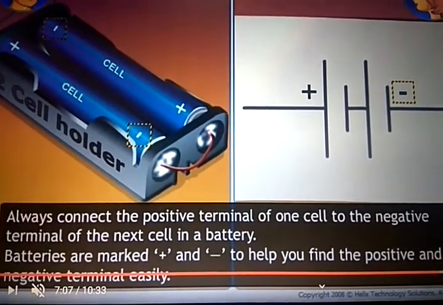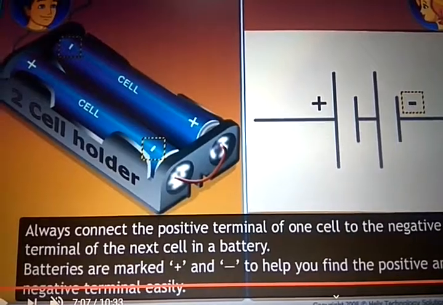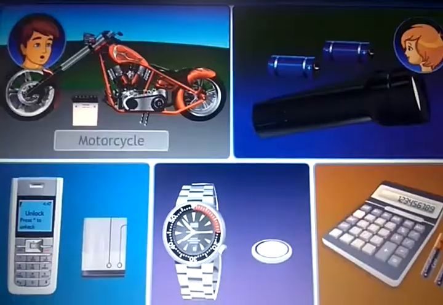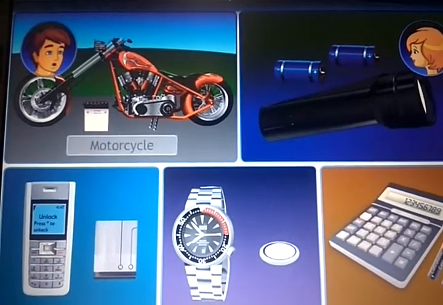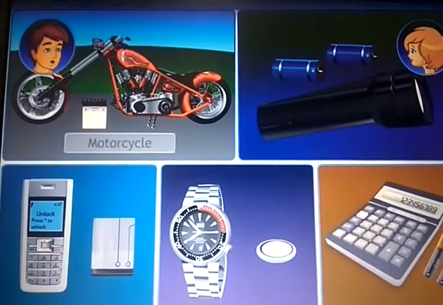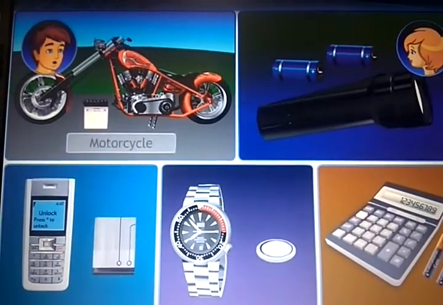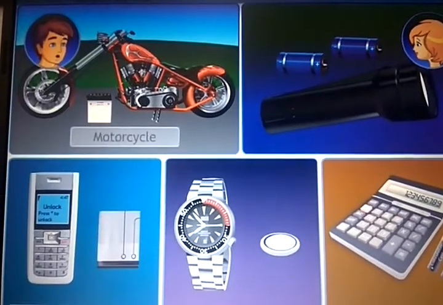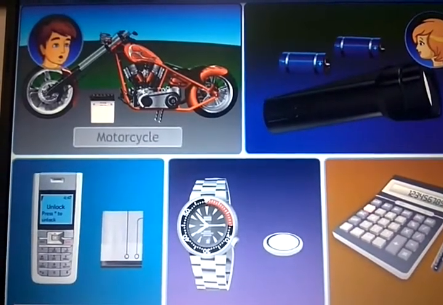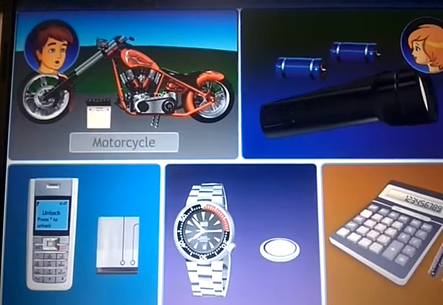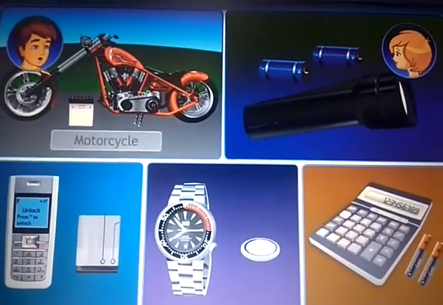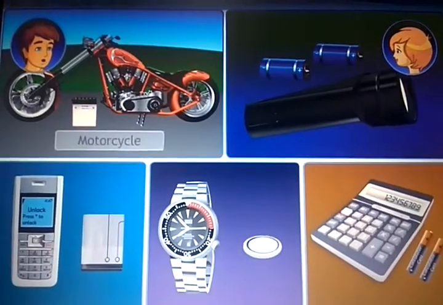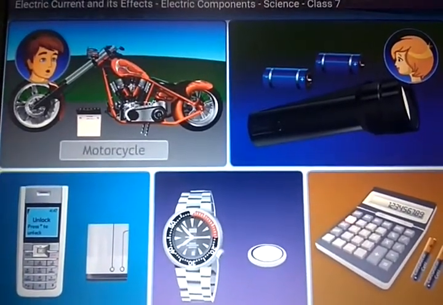Two battery is there, you see. Sorry, not two battery. Battery connection is there. Dear student, these are the devices in which we use battery. Here motorcycle toy is there, battery, calculator, right? In that watch, in that mobile, lithium battery is there, button cell is there. Different type of batteries are there that we can use, right?